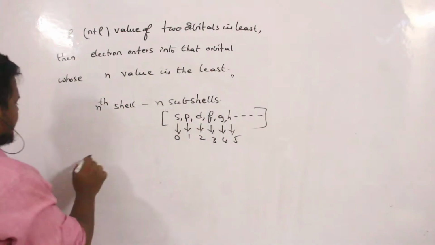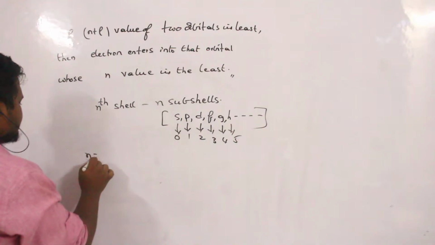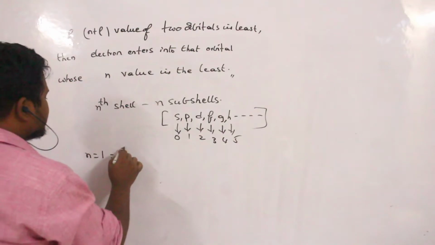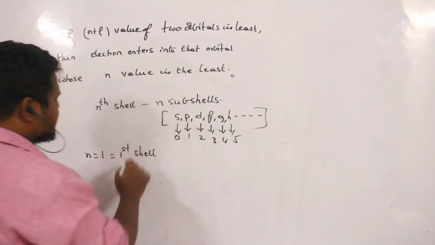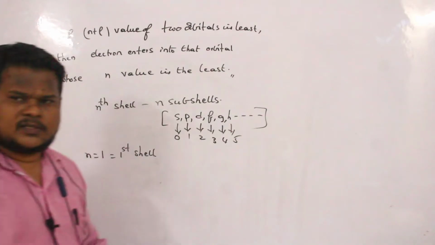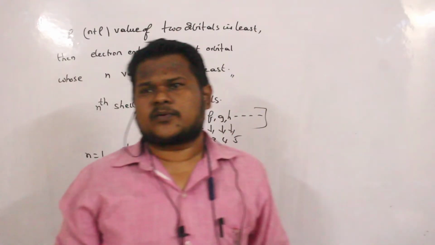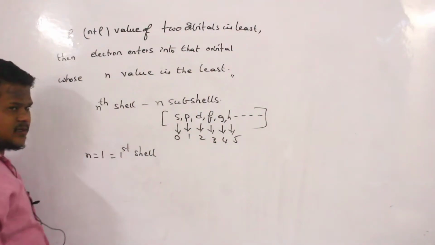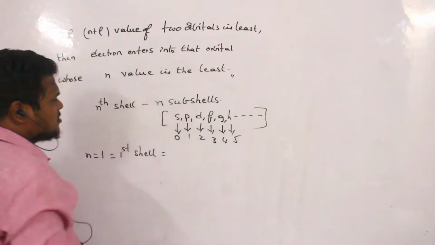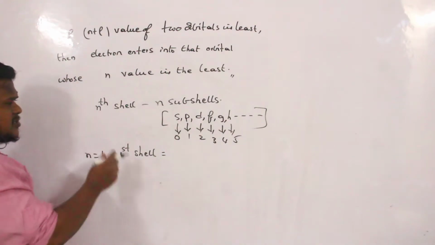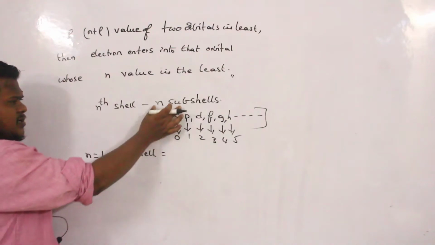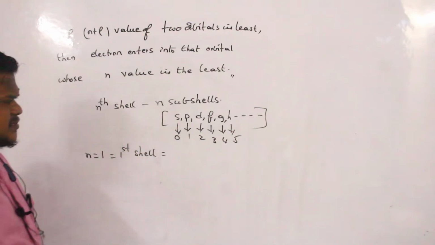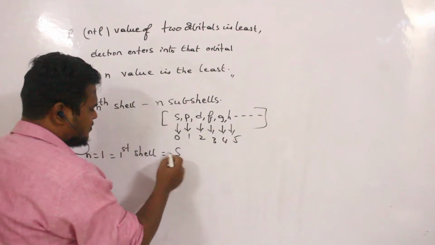Now for example, if I take n value equal to 1, this is the first shell, or you can say orbit number 1. For n equal to 1, or first shell, how many subshells are possible? One subshell. That's what we have written here: for the nth shell, n subshells. First shell, only one subshell. And which subshell is possible? S subshell.